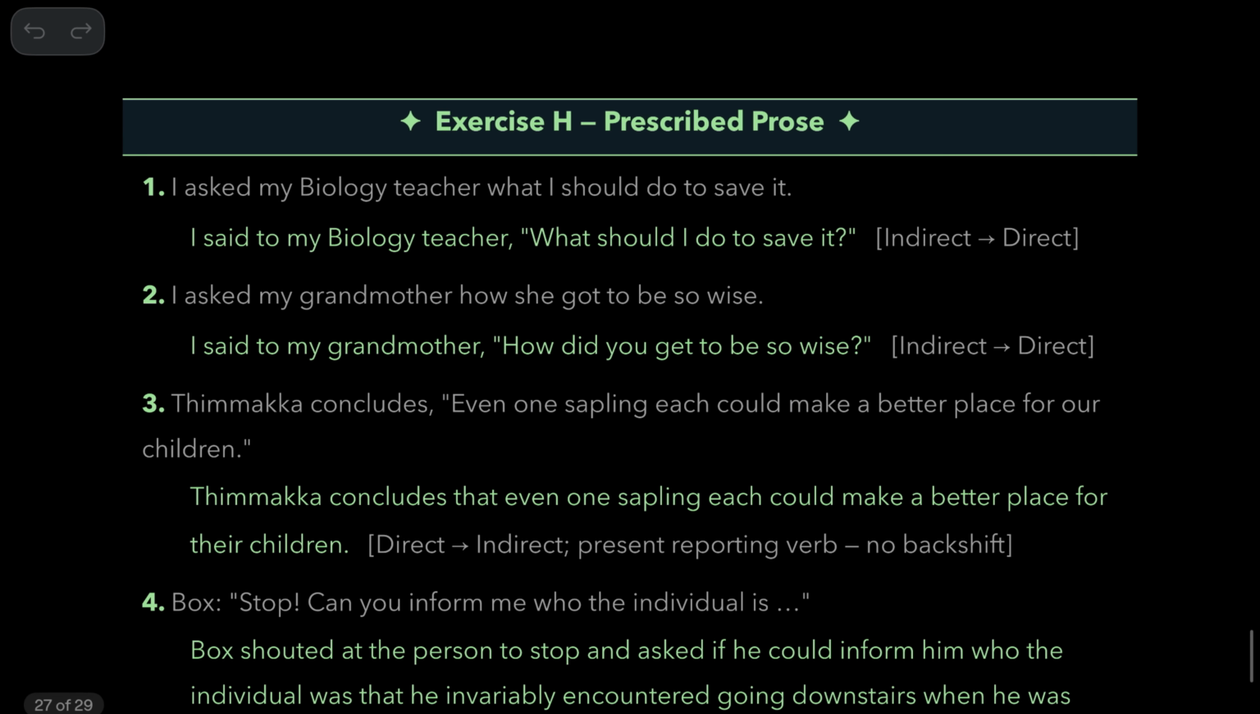Now, there are some more questions from the prose lessons. I asked my biology teacher what I should do to save it. I said to my biology teacher, What should I do to save it? So you have changed the sentence from indirect to direct. I asked my grandmother how she got to be so wise. I said to my grandmother, How did you get to be so wise?